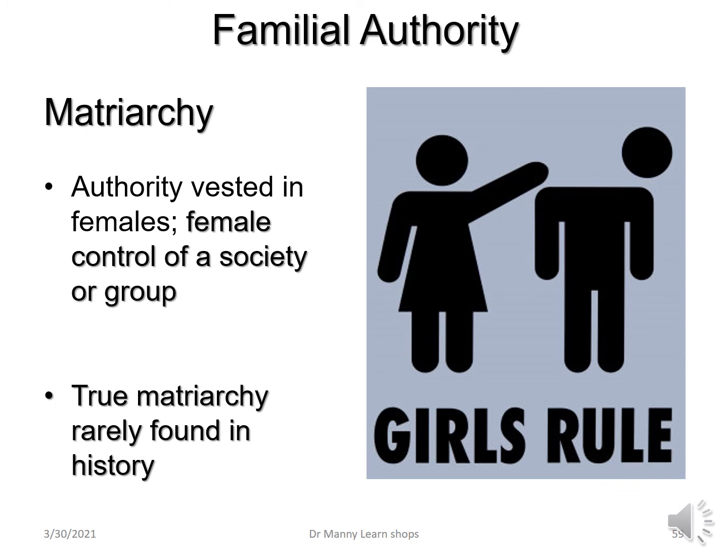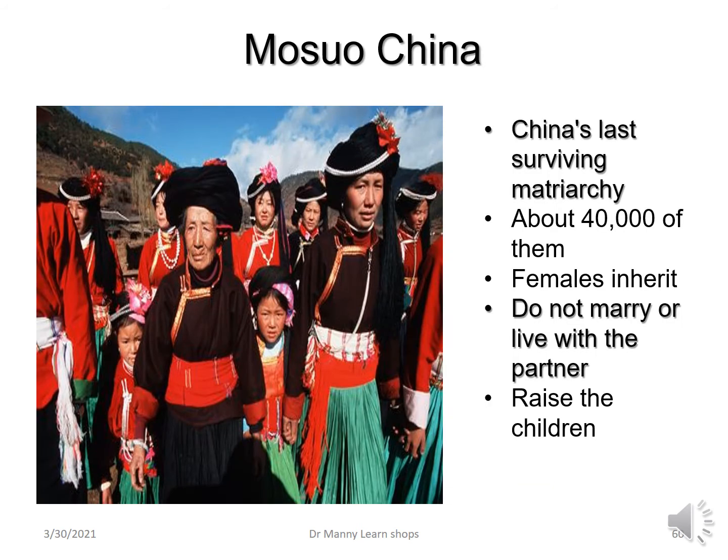Familial authority, this is matriarchy. The female controls the society. True matriarchy, however, is rarely found in history. However, in Mosuo China, this is China's last surviving matriarchy. About 40,000 of them. Females inherit. They do not marry or live with a partner. They raise the children.